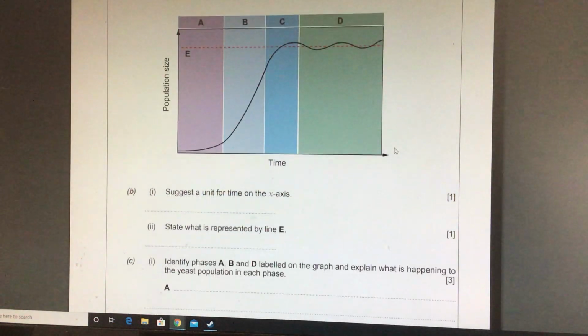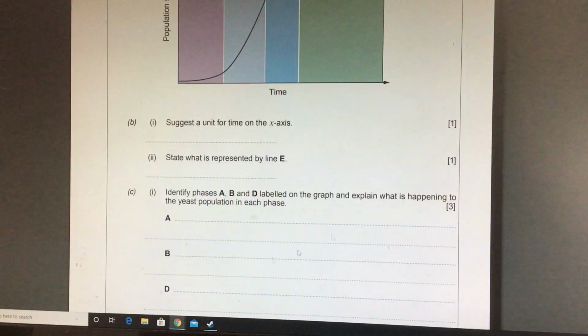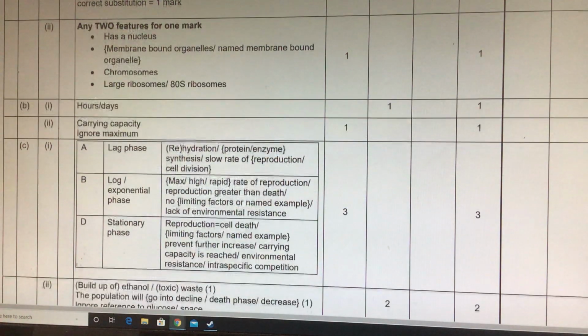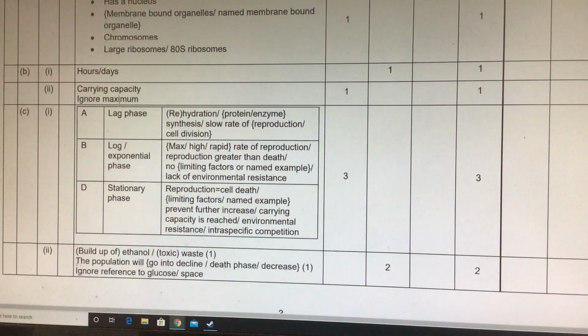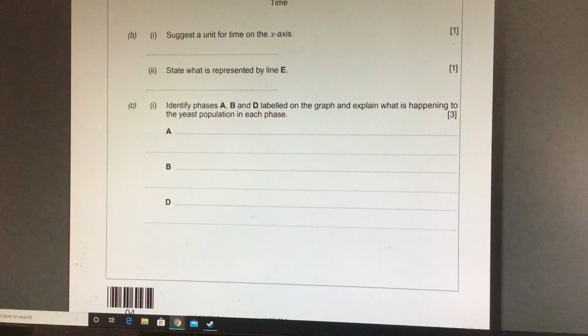Let's go through all the keywords and ideas. Yeast, you can talk about in terms of hours, you can talk about in terms of days. Much shorter, much longer is actually not really meaningful if you're talking about yeast in a fermenter setting, because we're talking about larger volumes involved as well. Right, represented by E, that is the carrying capacity. That is the maximum you should be able to reach. You overshoot a little, go under a little bit, while death and birth rates fluctuate around that value. So for now, hours and days, carrying capacity, I can't use the word maximum here. So phases A, B, and D.